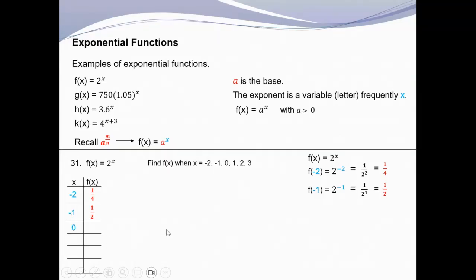Now let's do 0. When x is 0, we evaluate the function at 0. So f of 0 is equal to 2 to the 0 power, which gives us 1. Here we're applying the rules, the negative exponent and the zero property. So when x is 0, y is 1. Now when x is 1, y is 2. When x is 2, y is going to be 4. When x is 3, y is going to be 8, because 2 cubed is equal to 8.